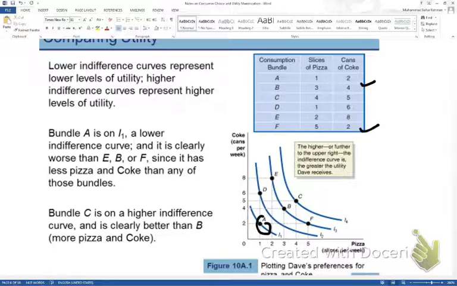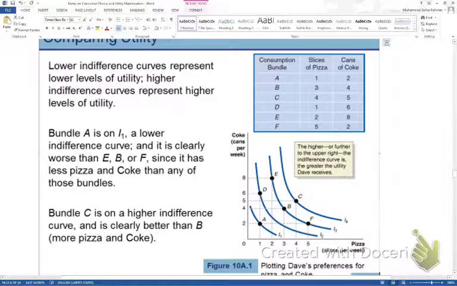I changed my mind. I want to bring E back as well. So I'm going to talk about E, and then I'm going to compare F, and I'm going to compare B. If you compare these 3 bundles with A, you should see that all of them are better than A, because all of them either offer more of one good or more of both. So if A is, let's say, on I2, B, E, and F have to be on a higher indifference curve, let's say I3.